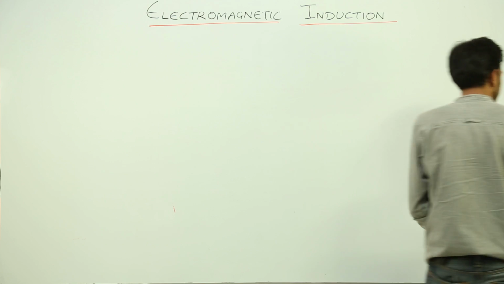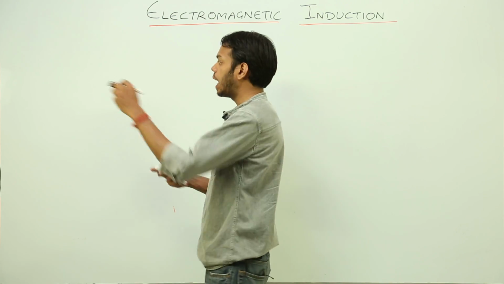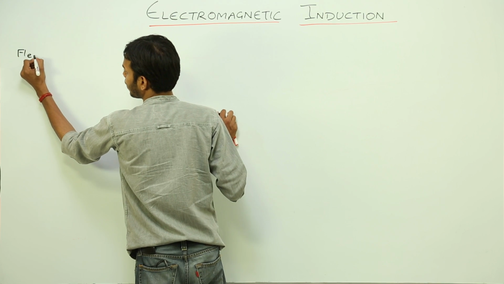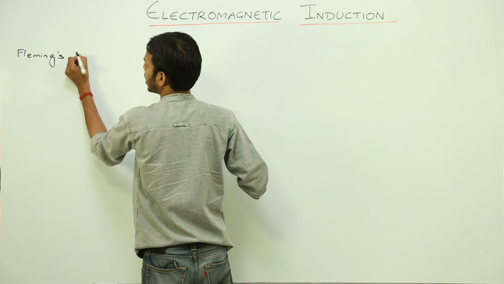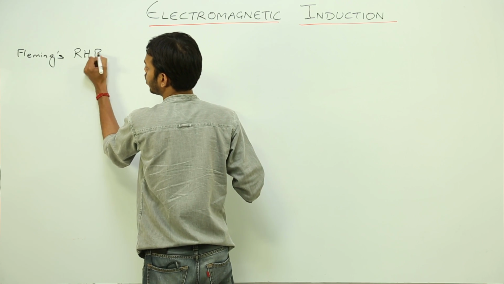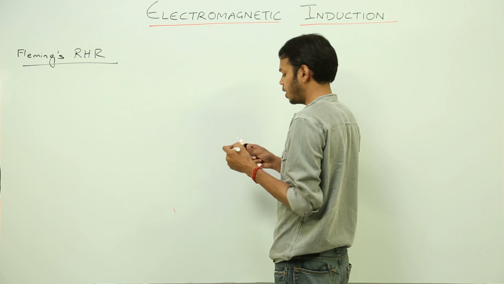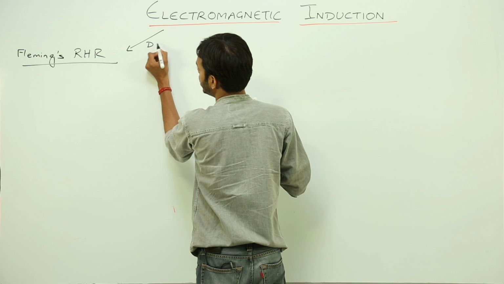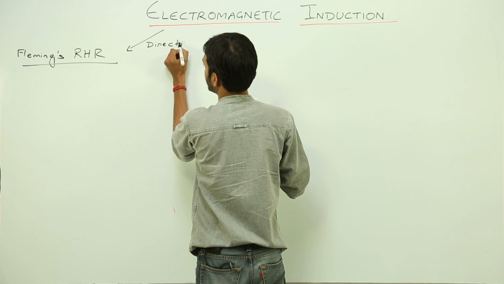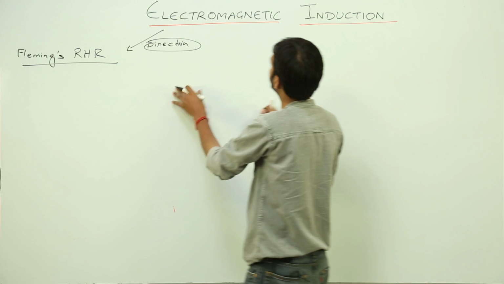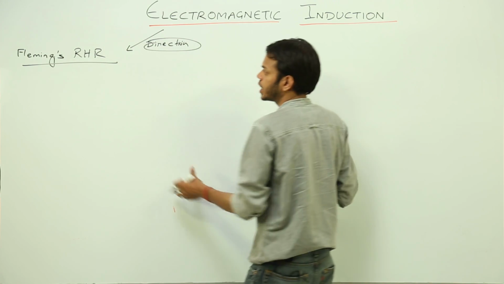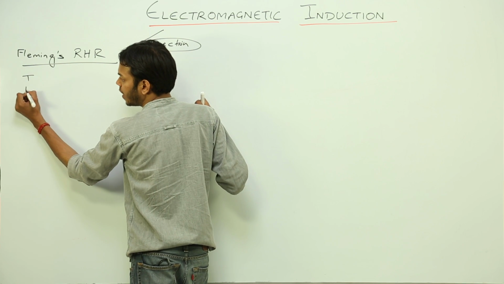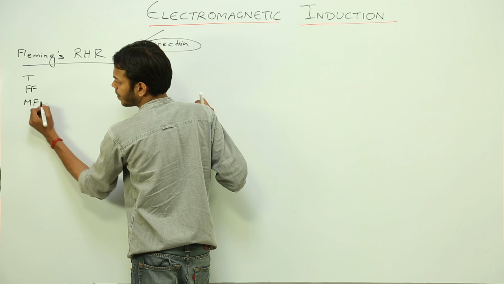Now coming back to the explanation of motional EMF current. Okay, let me write it first of all. This is called Fleming's right hand rule. What does this rule state? This states the direction of induced EMF or induced voltage, right? Fleming's right hand rule. According to this rule, thumb, first finger and middle finger.